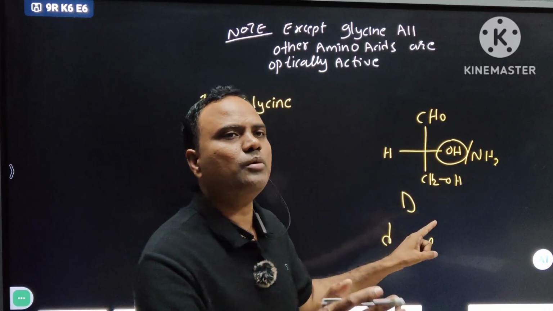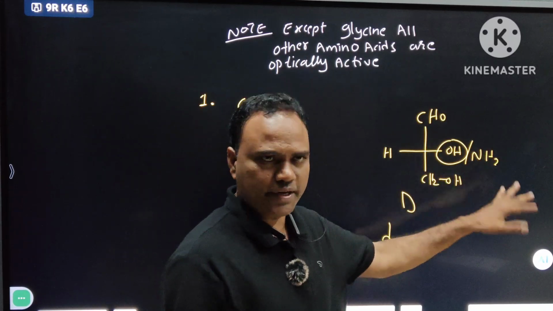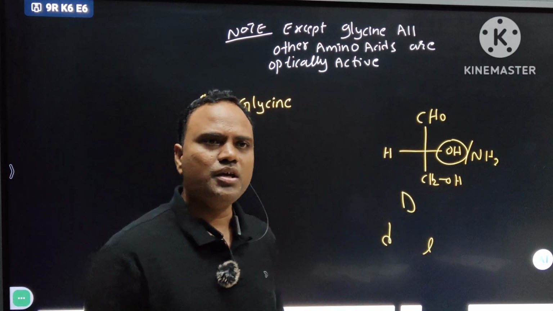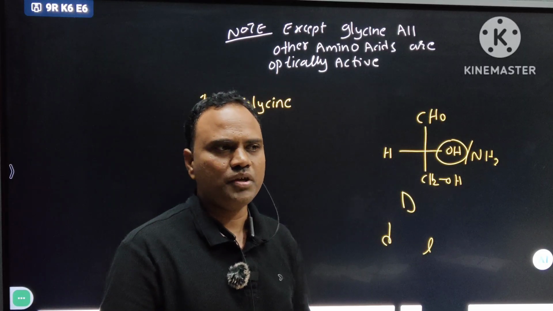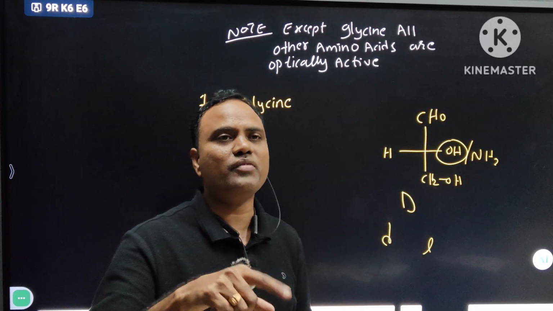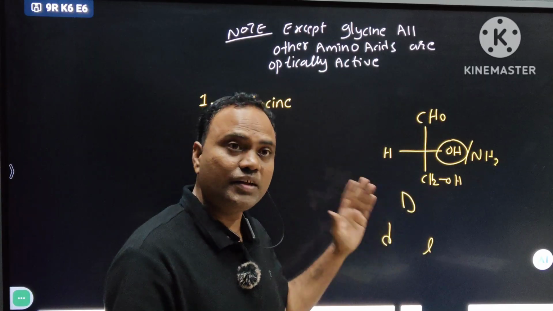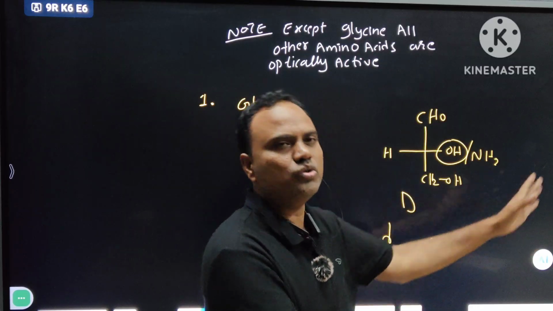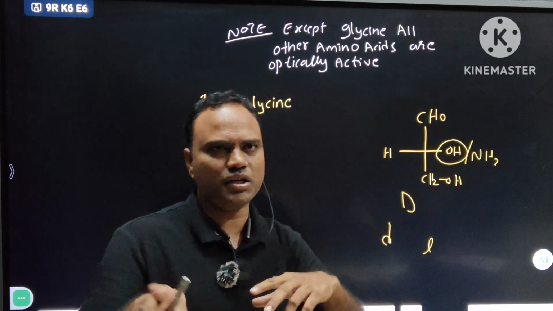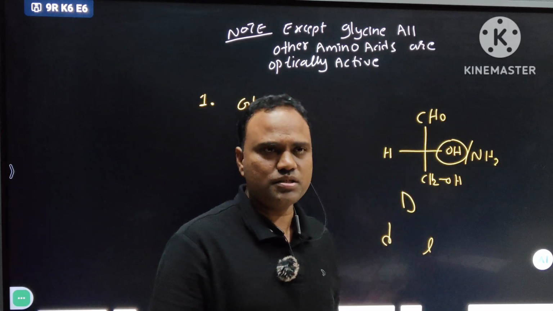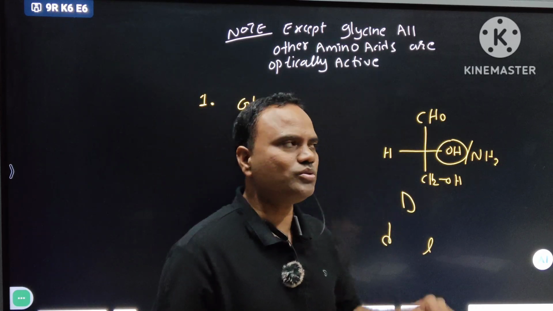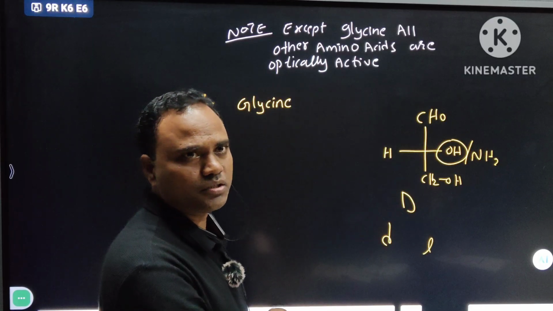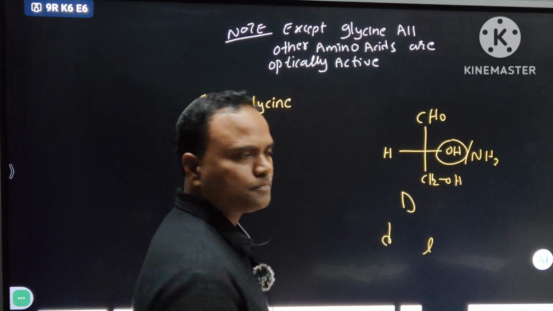So what is a capital D compound? If OH or NH2 is present on the right hand side, that is called capital D. If OH or NH2 is present on the left hand side, that is called capital L. So all essential amino acids are in the form of L, meaning NH2 will come on the left hand side. If NH2 is on the right, that is D, like D glucose, and we add D in front of the name. But in the essential list, all come under the capital L category. So we observe NH2 on the left hand side. That's why I will write NH2 on the left hand side.